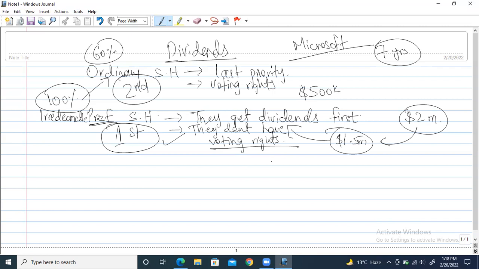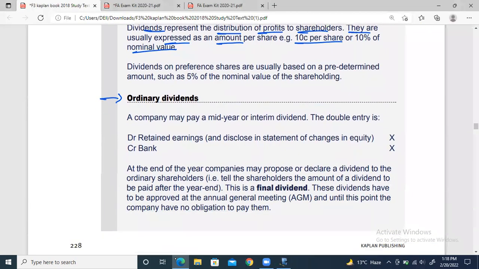So sometimes ordinary shares are a little bit more expensive than the preference shares, because obviously they have voting rights, which is very important in this case. So this was the difference that I wanted you to understand. Now let's read it from here.